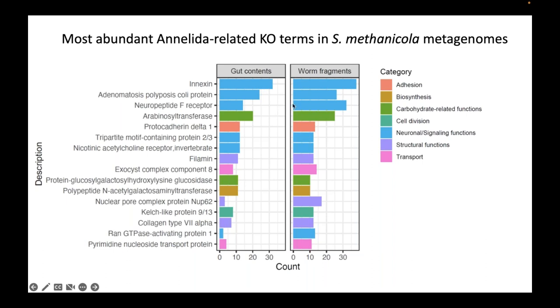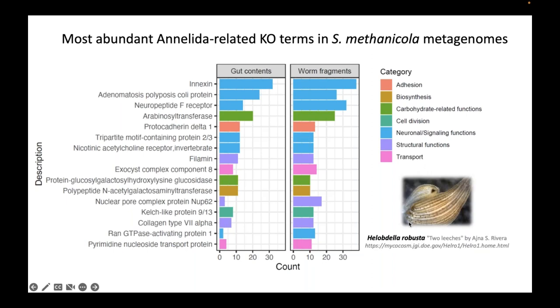And other abundant KO terms were related to other types of function that include adhesion, biosynthesis, carbohydrate-related functions, cell division, structural functions, and transport. As I mentioned, these KO terms were identified by GhostKOALA, and these are mainly based on similarities to sequences in the genome of the freshwater leech Helobdella robusta, because this is pretty much the only reference annelid genome in the KEGG database. The problem with this is that this species lives in a freshwater habitat, which is pretty different from the habitat that the ice worm lives in.